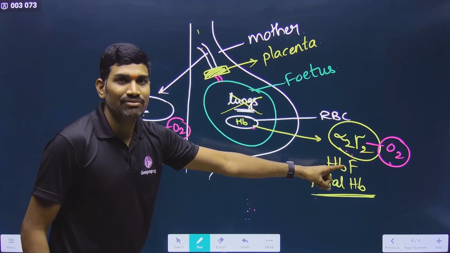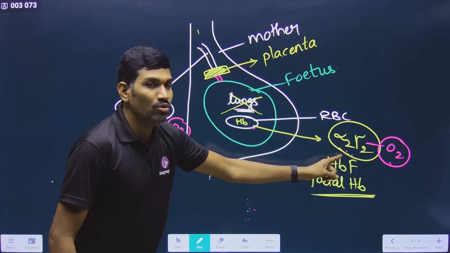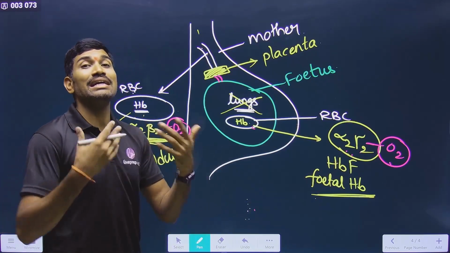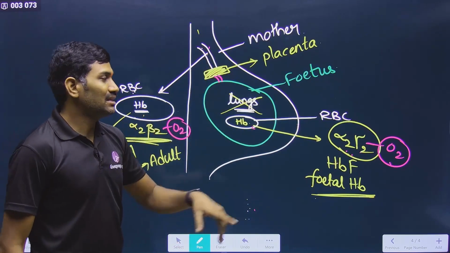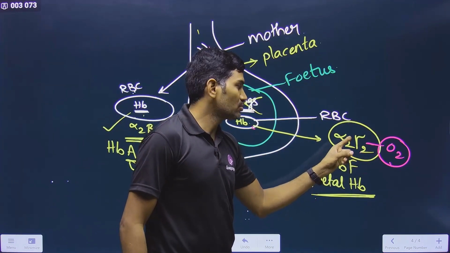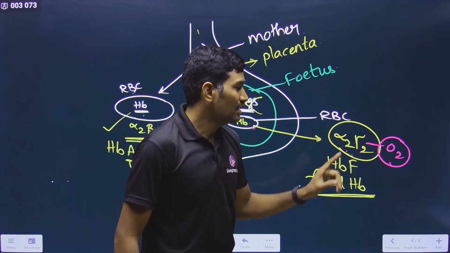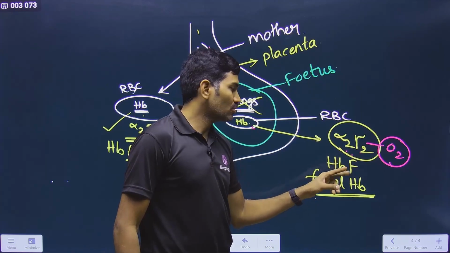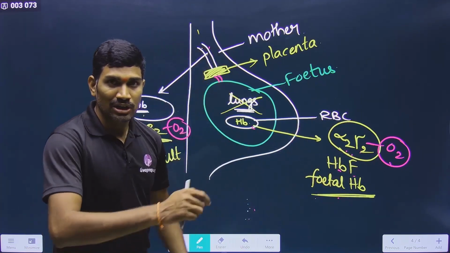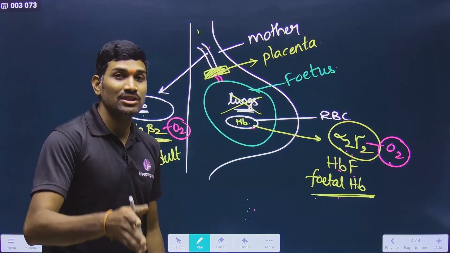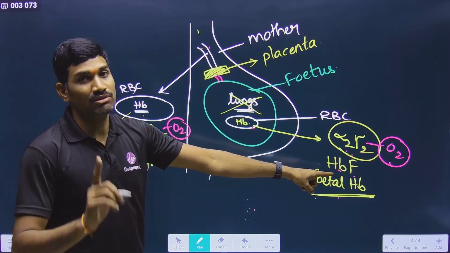Why is the fetus having a different type? Because this hemoglobin should have more binding capacity. Then only it can take oxygen from the mother. That is the reason why a different type of protein, called gamma protein, is produced. That's why alpha 2 gamma 2, called fetal hemoglobin, is present in the fetus. Please remember this one. In this lecture itself we will study the oxygen dissociation curve. There I will connect this point once again.